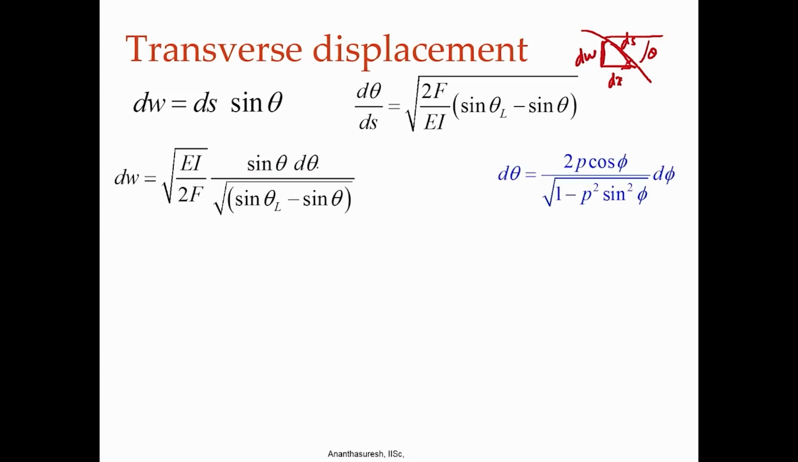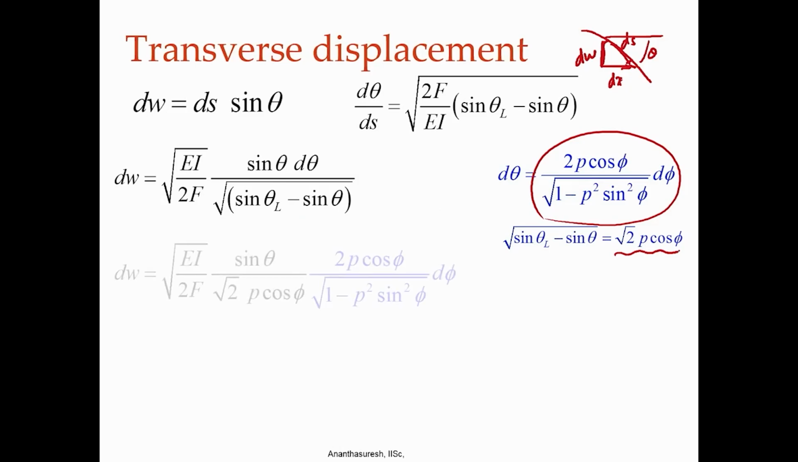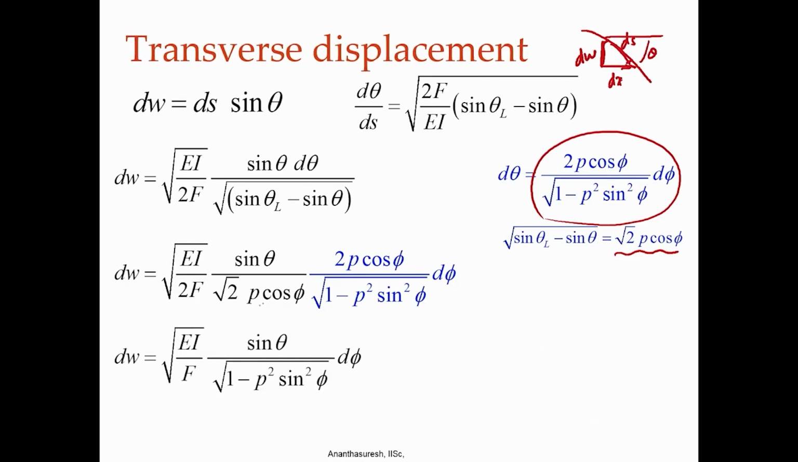And we had just done how to change variables from d theta to d phi. So, d theta we substitute this whole thing in terms of d phi, change of variables, and likewise we have this other equation, square root of sin theta L minus sin theta, which is square root of 2 times p cosine phi, substitute, we get something like this, and we cancel a few things, p cosine phi, square root of 2 here, square root of 2 here, with that 2. Okay. So, we cancel those, we are left with this thing.